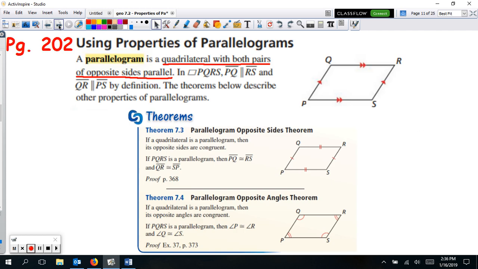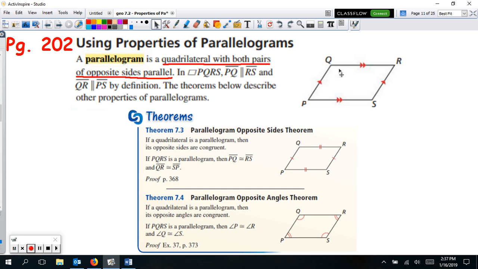So on page 202 of your notes, there's a vocabulary to fill in. At the very top of 202, fill in for parallelogram this right here. Just write down what I've underlined. A parallelogram is a quadrilateral with both pairs of opposite sides parallel. And you can draw this picture right next to it showing that both pairs of opposite sides are parallel. So you've got the parallel marks there with these little arrows.